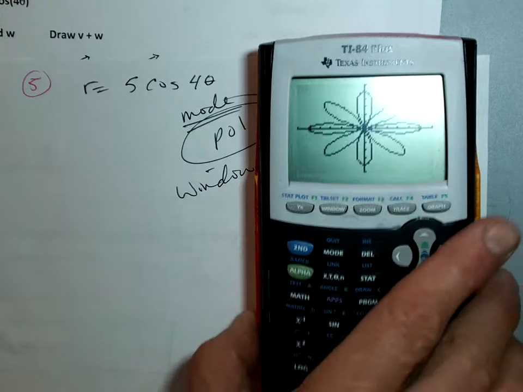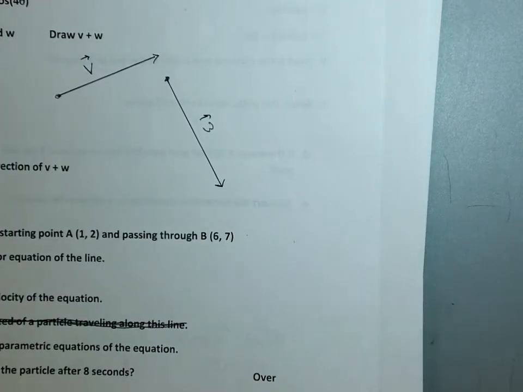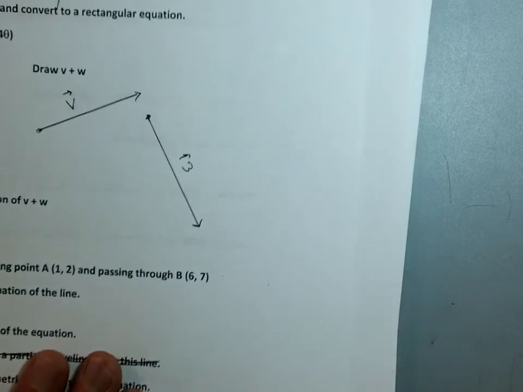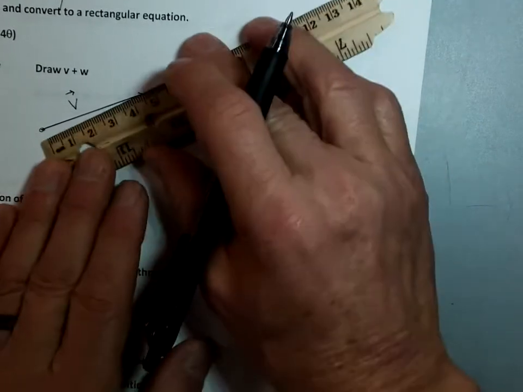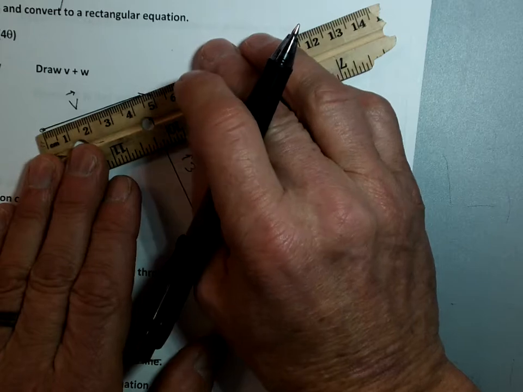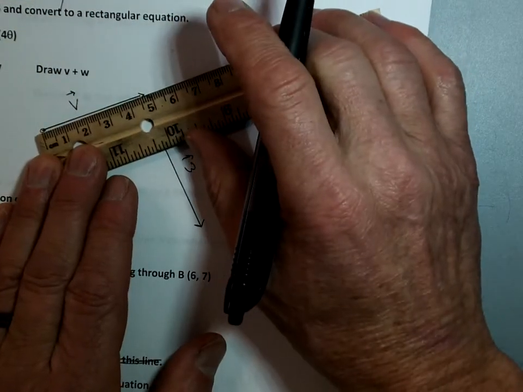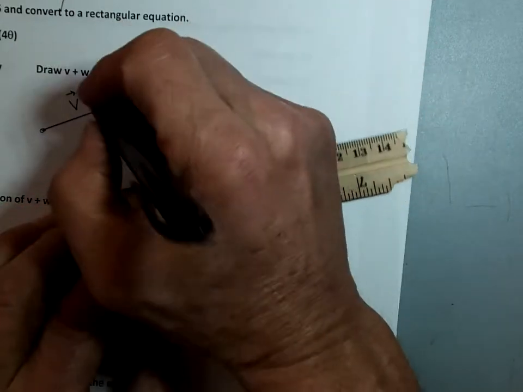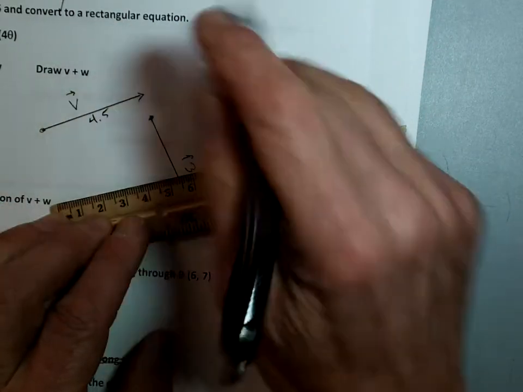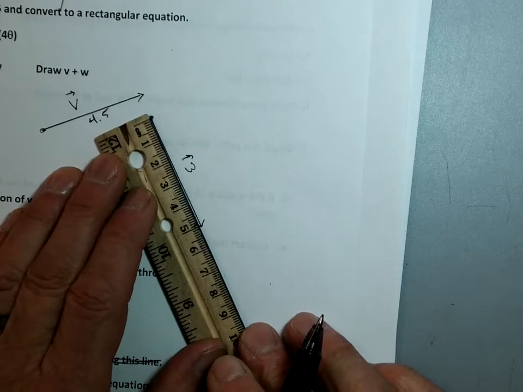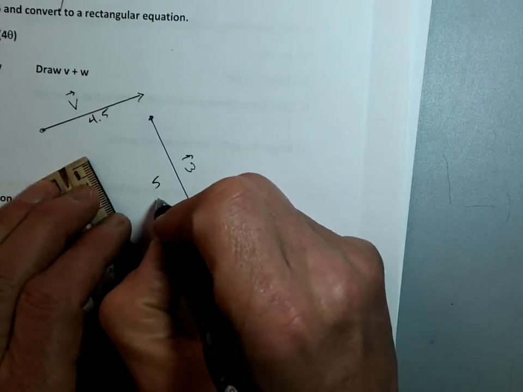Okay, so 7. 7's easy. All we're going to do is take a ruler and measure this. Here's V. I'm doing 6, sorry, Landon. So I'm going to measure. I got about 4.5 centimeters for V, and W is about 5 centimeters.